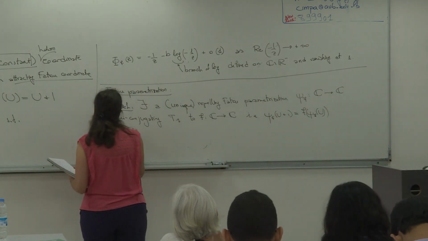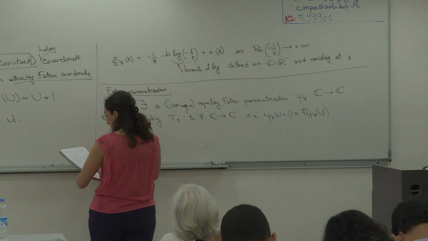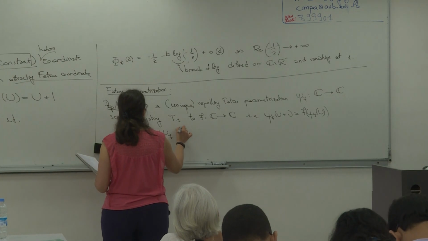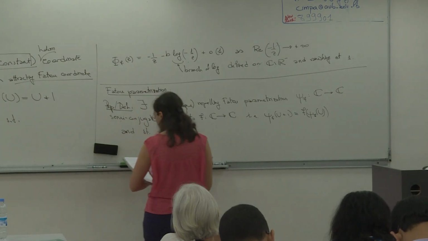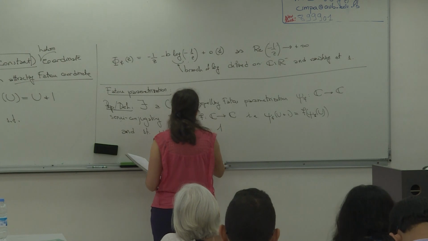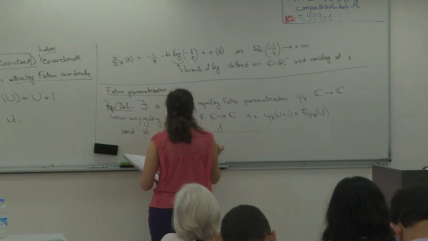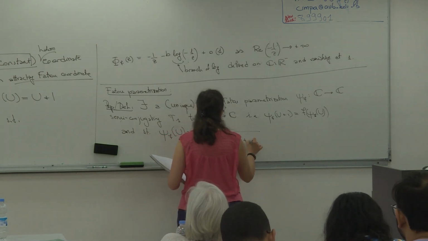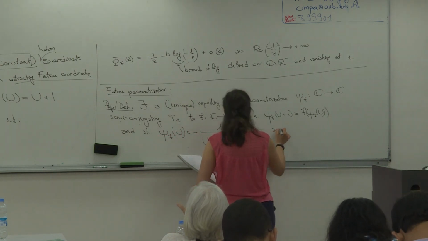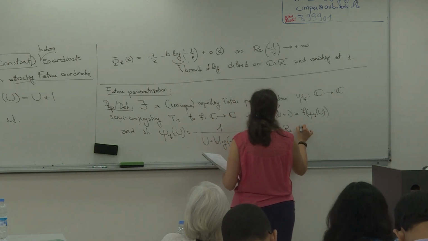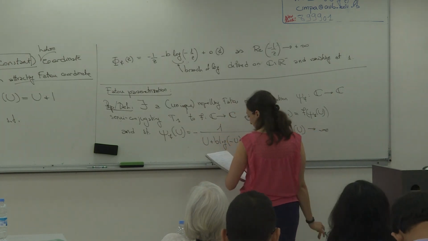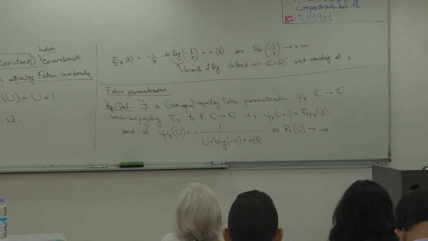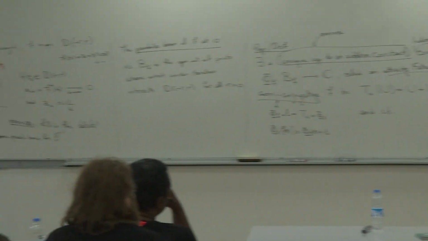And such that I don't have much space in here. Well, I'm going to try to write it. Psi of f of u is going to be equal, so this is a little nastier than before, minus 1 over u plus b log minus u plus little o of 1 as the real part of u goes to minus infinity. And yes, I'm not going to give you this exercise because I didn't give you the proof of this.